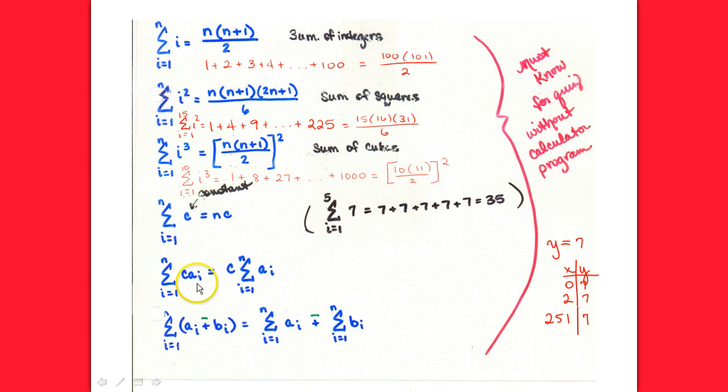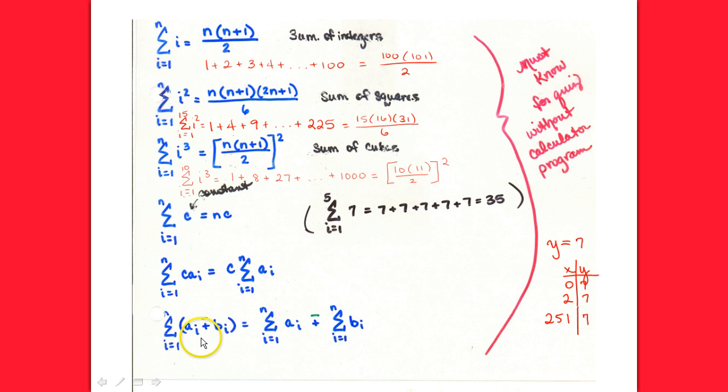The next one they give me is if you have the summation of a constant times a value, you can move that constant out in front and then do your summation. And when you're finished with the summation, multiply by the constant at the end.